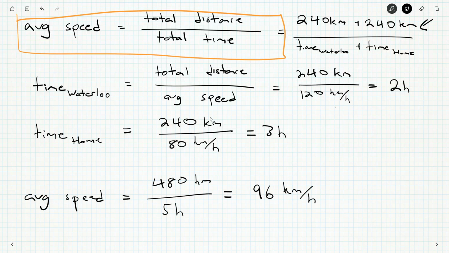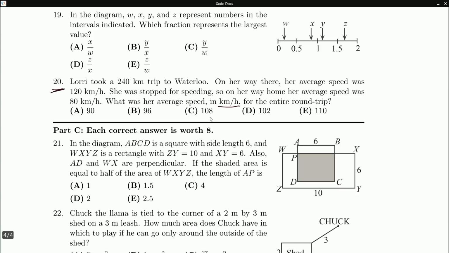It's sitting somewhere between 80 and 120. It's a little closer to 80 because she spent more time going 80 kilometers per hour. But I'm going to grab my calculator. 480 divided by 5, 96. So we should be looking for an answer of 96 kilometers per hour. That was her average speed for the whole trip.